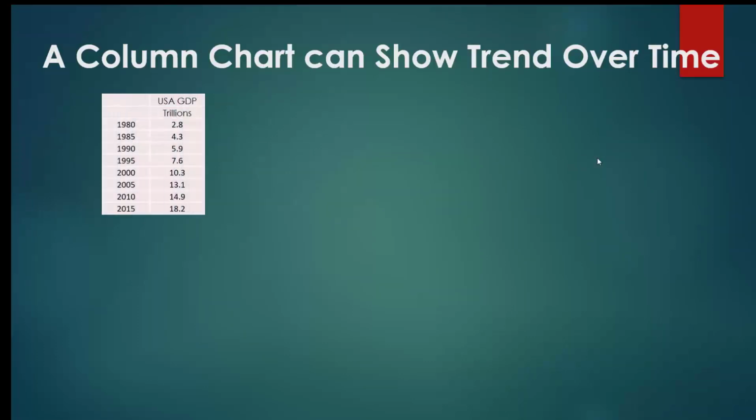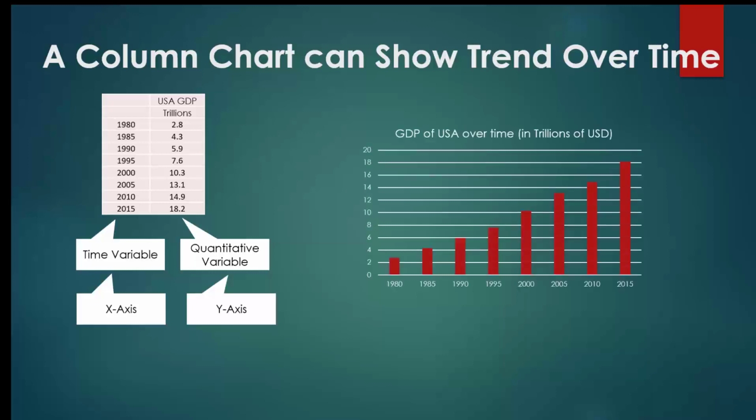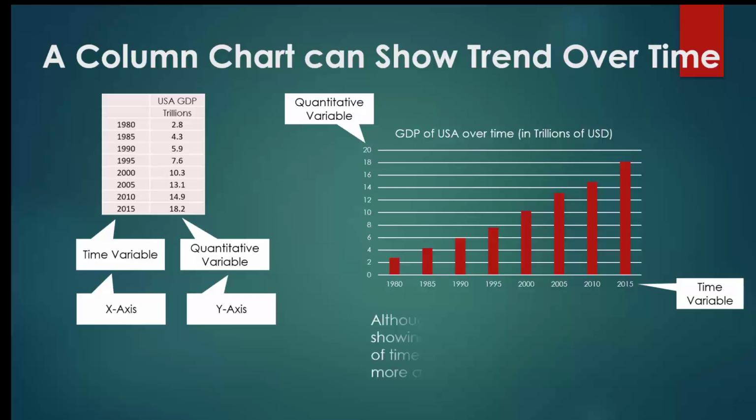There. And we'll do one more type of column chart in this tutorial, and that's a column chart that shows trend over time. So we have data like this. This time we have the US GDP in trillions for various years. So that's my time variable, that's my quantitative variable. This goes on the x-axis, and the quantitative variable goes on the y-axis. So that's how this column chart looks like.